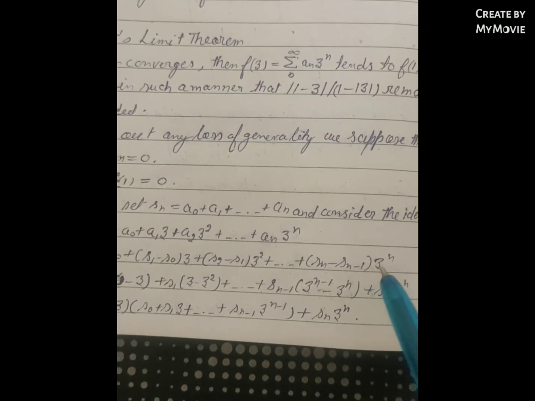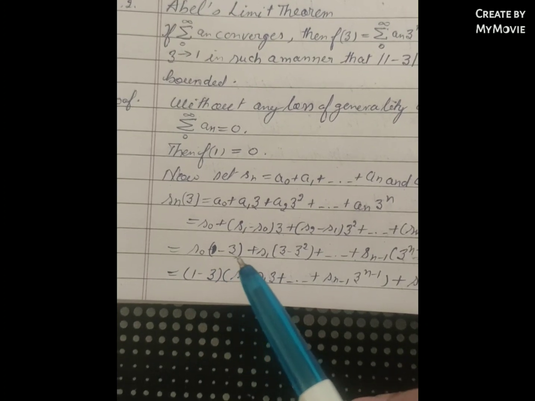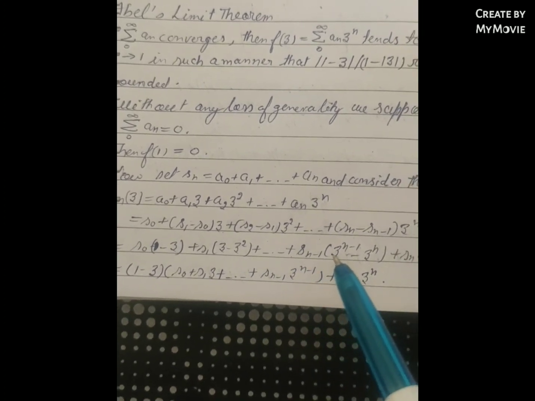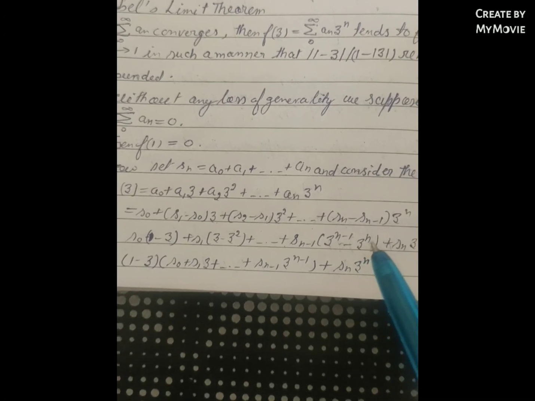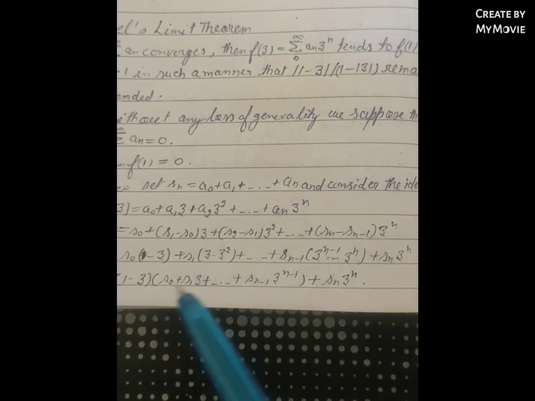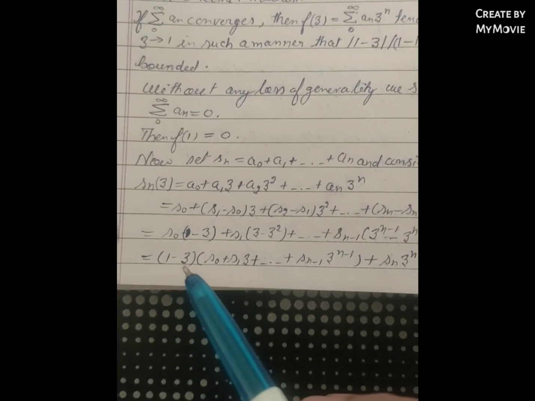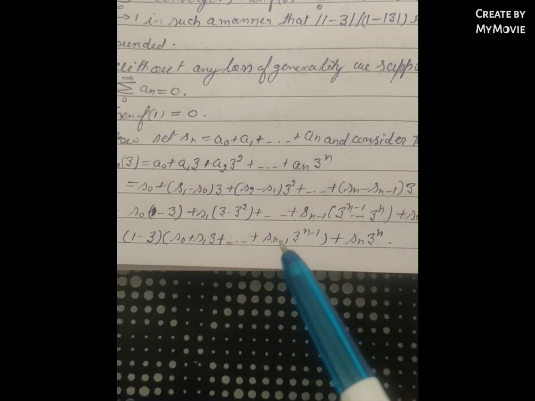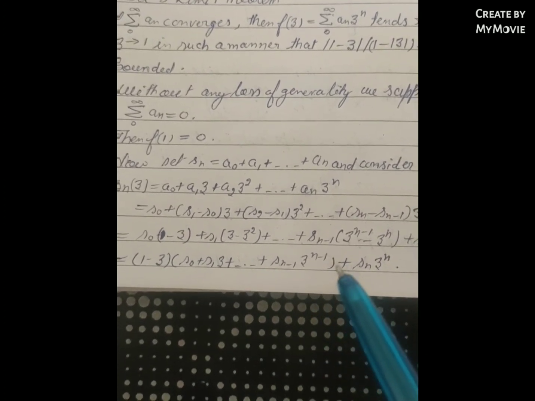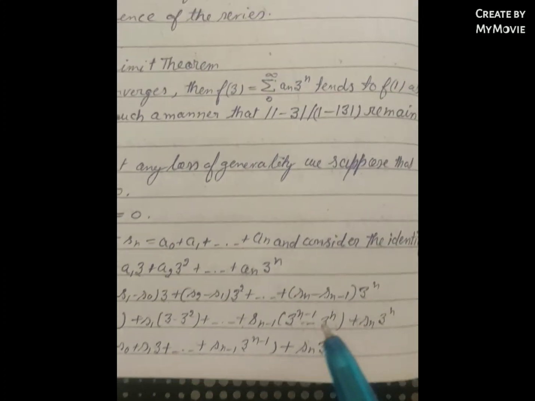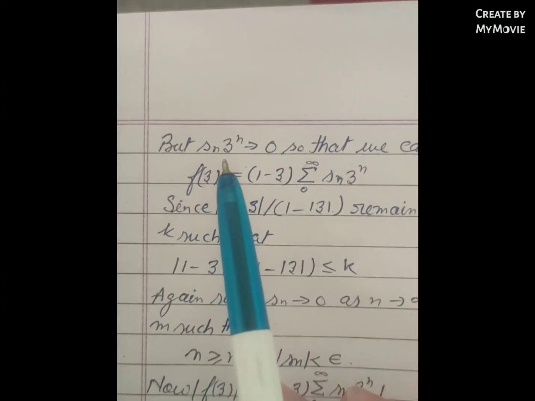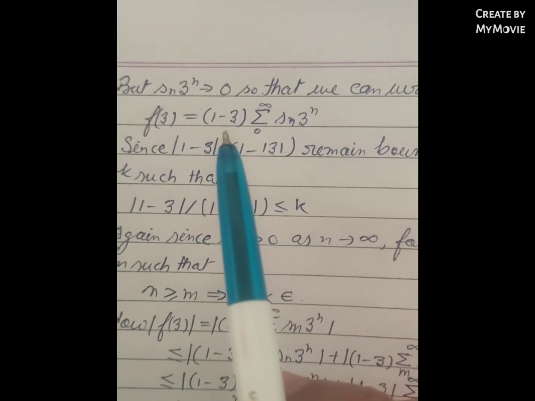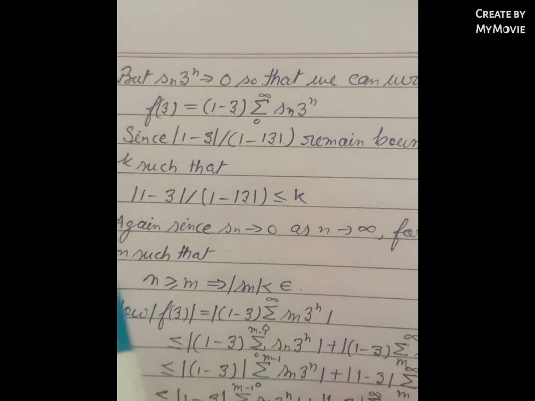z^n = S_0 (1 minus z) + S_1 (z minus z^2) + so on + S_(n-1) (z^(n-1) minus z^n) + S_n z^n = (1 minus z)(S_0 + S_1 z + so on + S_(n-1) z^(n-1)) + S_n z^n. But S_n z^n tends to 0, so we can write f(z) is equal to (1 minus z) times the sum from n = 0 to infinity of S_n z^n.